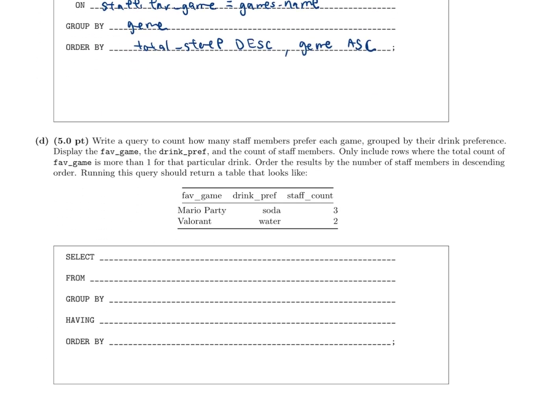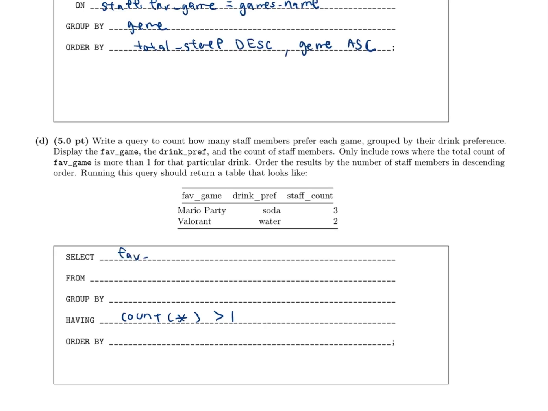Moving on to part D. Let's analyze how game references relate to drink choices. To do this, we want to group the staff table by their favorite game and drink preferences, and then count how many staff there are for each combination. And then we can do having count greater than 1 to filter out the combinations that only appear once. And then finally we sort this in descending order of staff count.